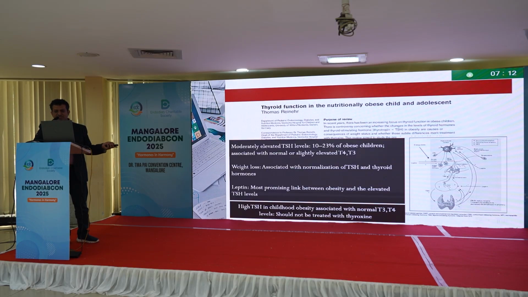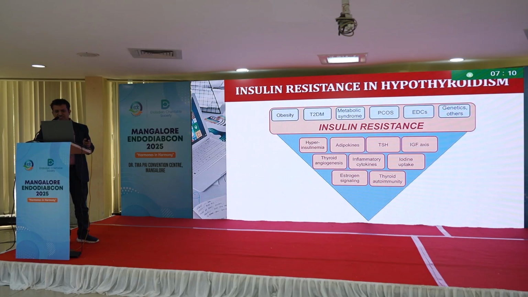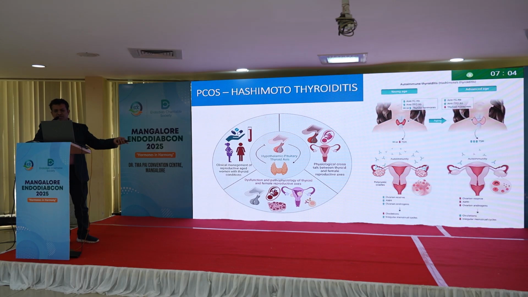Leptin is the promising link between obesity and TSH levels. Insulin resistance is like an iceberg phenomenon. You can see obesity only, but the remaining things are below the iceberg. And Hashimoto thyroiditis is one of the important things to be screened in children also.